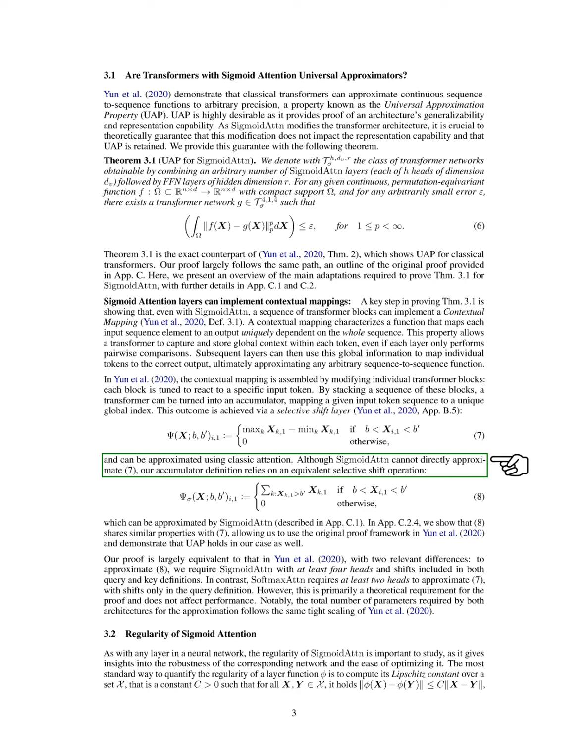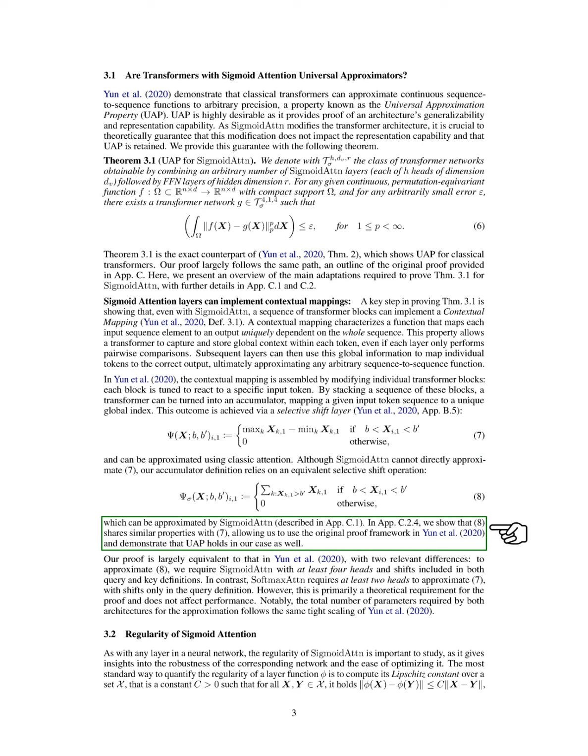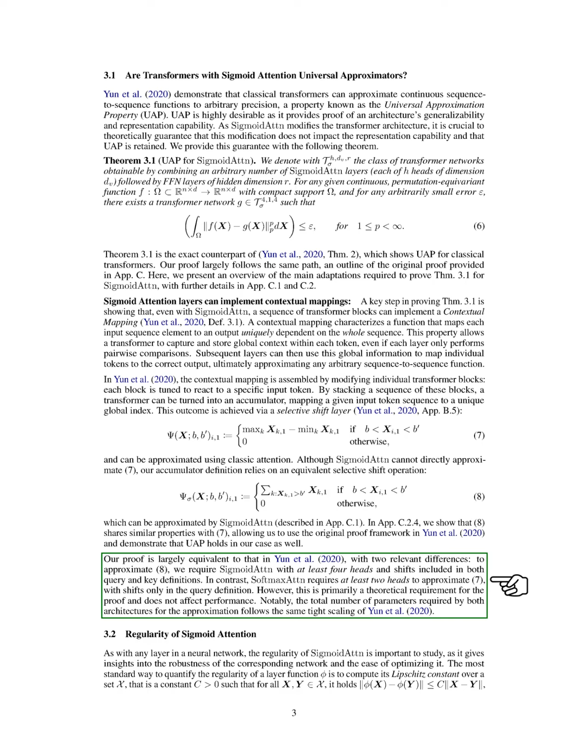Although our method cannot directly replicate a specific shift operation, we define an equivalent selective shift operation that can be approximated by our approach. We demonstrate that our shift operation shares similar properties with the original, allowing us to use the existing proof framework to show that our theorem holds true. Our proof closely resembles previous work, with 2 main differences.